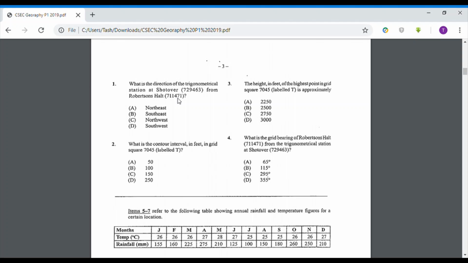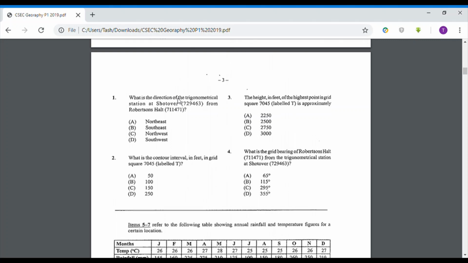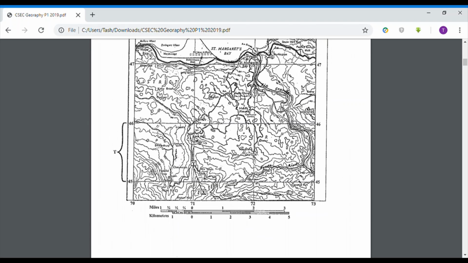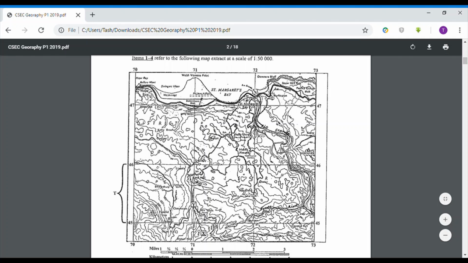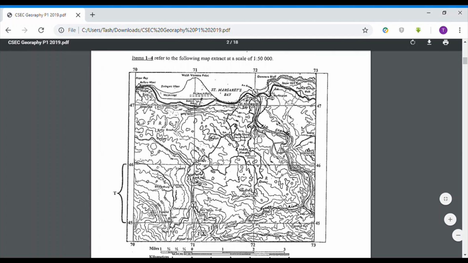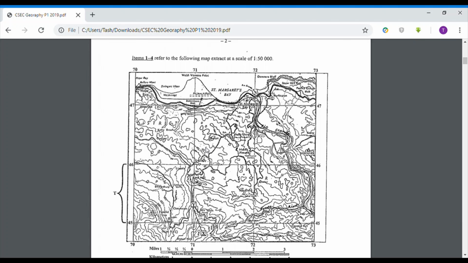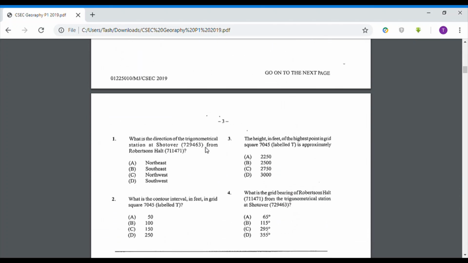So we look at the words in the question. What is the direction of the trig station from Robertson's Halt? So that's where we are going to be starting. Trig station here at Shotover, Robertson's Halt here. That's where we're starting from. So if we're drawing our north-south line here, it means that we would draw our next line to connect to Shotover. So it would have been between east and south, right in the center. So we look at our responses and we see southeast. So your answer for number 1 would have been B.